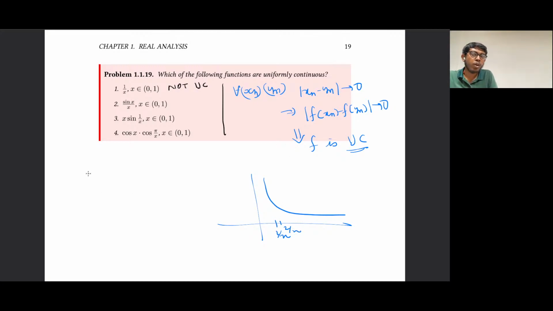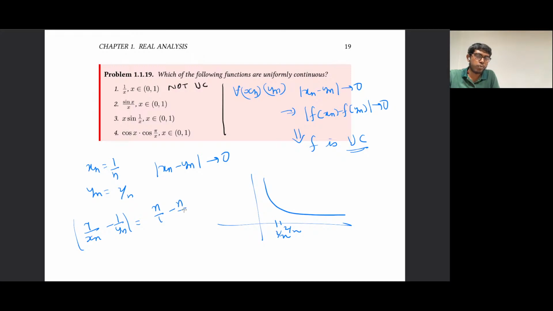Okay. So take xn as 1 by n and yn as 2 by n. Clearly xn minus yn converges to 0. But what is 1 by xn minus 1 by yn? That's n minus n by 2, and that is going to infinity. So this is not uniformly continuous, and hence this option is false.